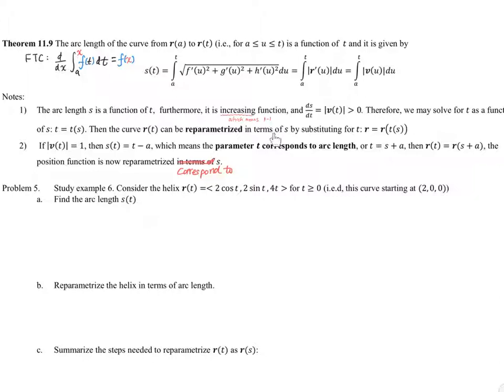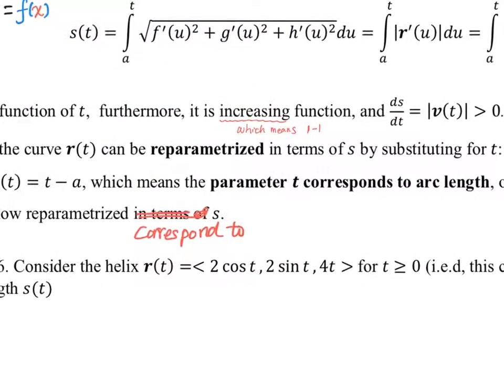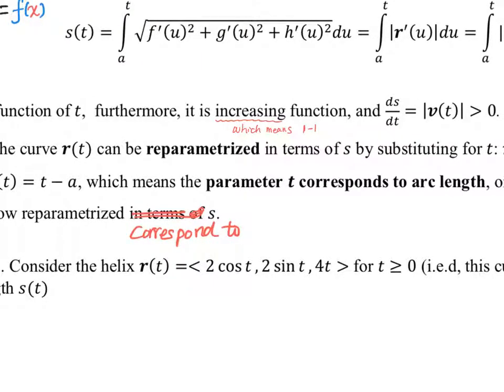Another point to make is that when it is an increasing function, you certainly know that it must be 1-to-1, right? Because if a function is strictly increasing, it will not go flat, it will not decrease. So therefore it must be 1-to-1. It passes the horizontal line test. Okay, so that's another point to make.